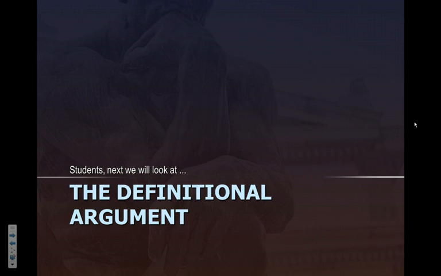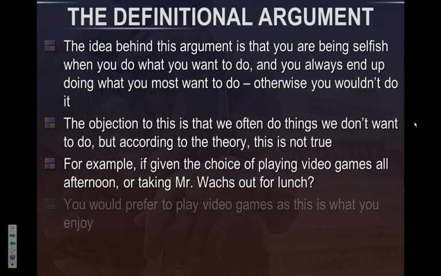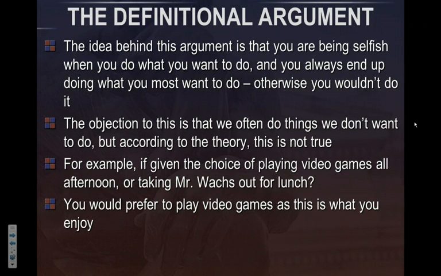Okay, so the first argument is the definitional argument. This is basically just looking at the defining terms in the self-interest theory. So basically what it says is that we always want to do what we want to do. Otherwise you wouldn't do it. You wouldn't do it unless you wanted to do it. So what's the objection to that?